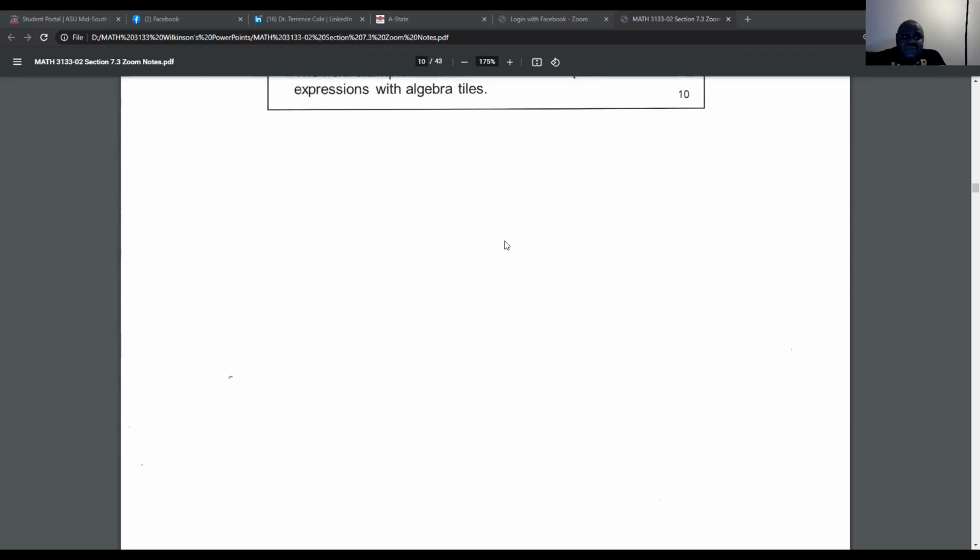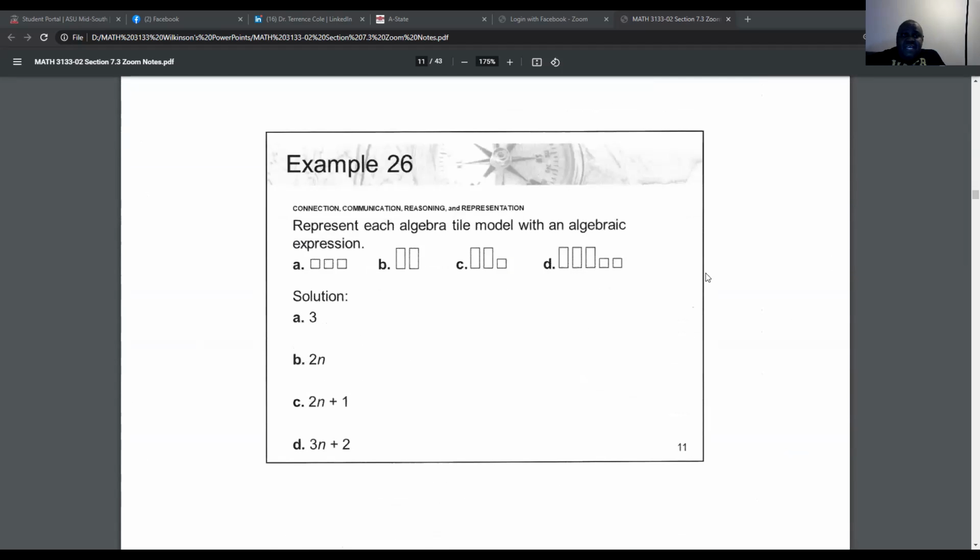Okay. So on this next page that you'll see here, you're going to see that we want to represent each algebra tile model with an algebraic expression like this one. Here we've got 3 square 1 tiles. That represents the number 3. And then part B, we got 2 rectangular tiles. Those are your n tiles. So here you got 2 n tiles. That represents the expression 2n.